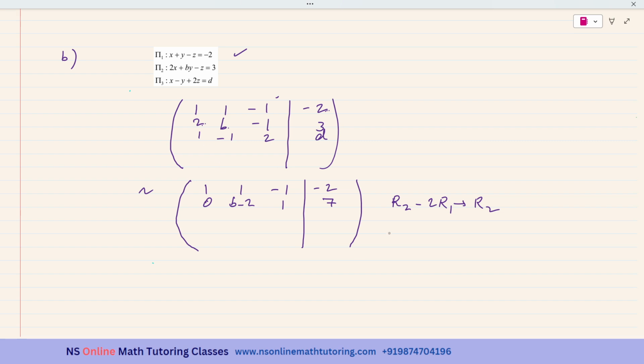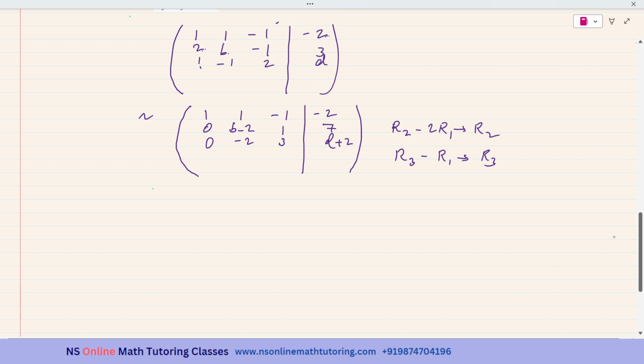And also I can do another operation. That is, I'll be making this as 0. So I'll be taking R3 minus R1, is R3. Okay. So it is 0. R3 minus R1. Okay. So I can take minus 1 minus 1, it is minus 2. And this is 2 minus minus 1 is 3. And this one is D plus 2. Okay.